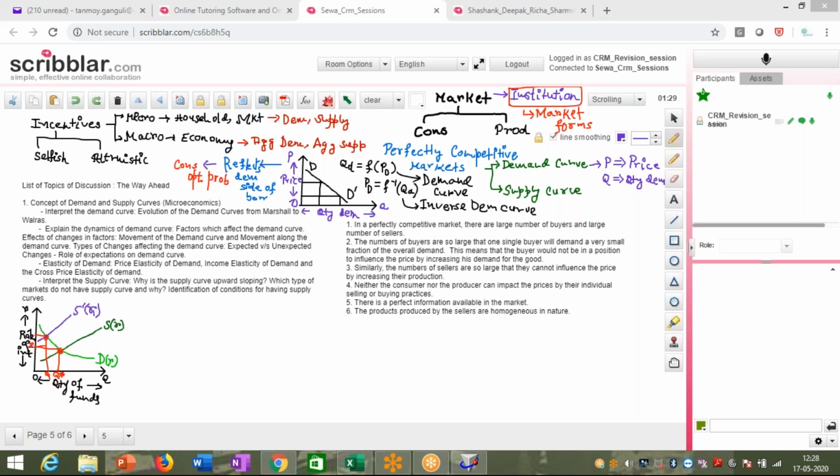Make sense? Is it clear to everyone? Any questions on this? Anything anyone else would want to add on to this? Fine. Okay.